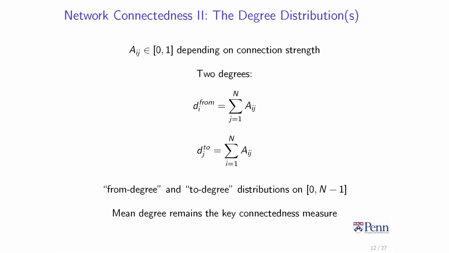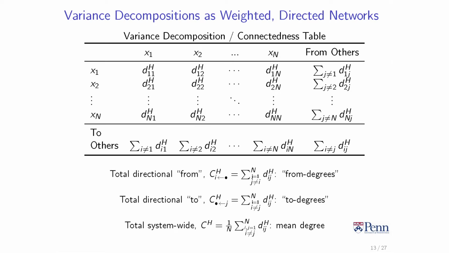Well, OK, so you can see where we're going. We've got this variance decomposition matrix, OK? We're going to interpret it as the adjacency matrix of a weighted directed network. And what are all these things? These are the from degrees, sometimes called in degrees in the network literature. These are the to degrees of that network, sometimes called out degrees in the network literature. This, if you put a 1 over n in front of it, is the mean degree.